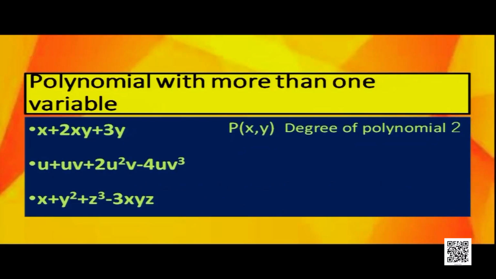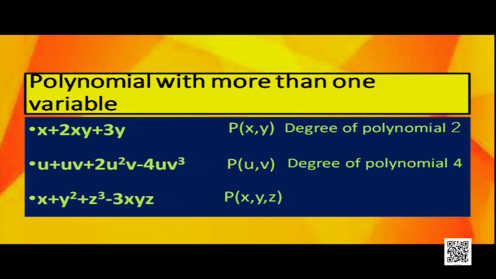In the second one, we have used two variables u and v: u plus uv plus 2u square v minus 4u to the power 2 v to the power 2. So we can write p(u, v). In this polynomial, in the last term the sum of the exponents of u and v is 4, which is the maximum. So the degree of this polynomial is 4.